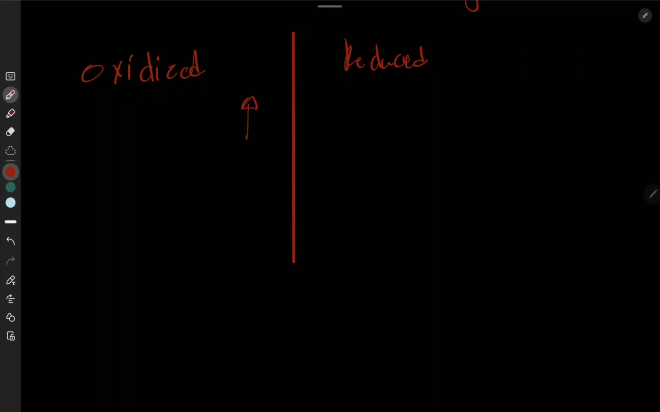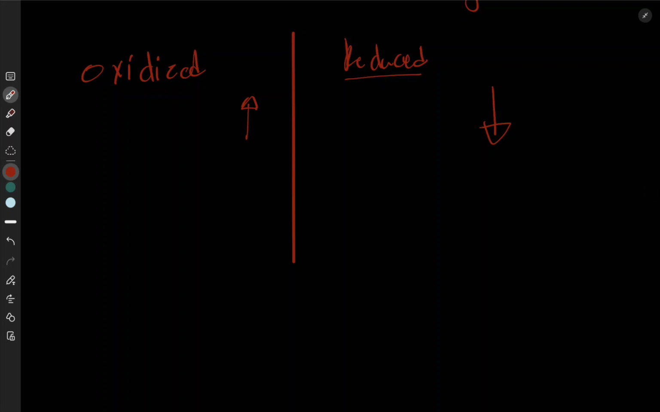So a substance can be oxidized or can be reduced. When it's oxidized, its oxidation number increases. When it's reduced, its oxidation number decreases. For instance, I'm just going to make up some reaction here.